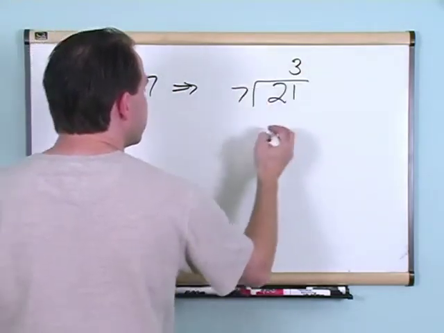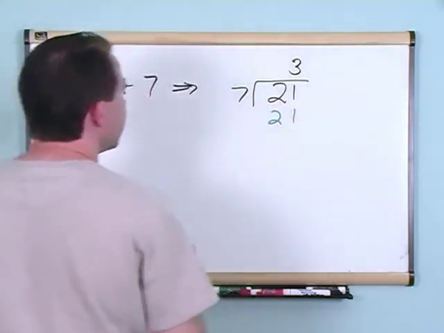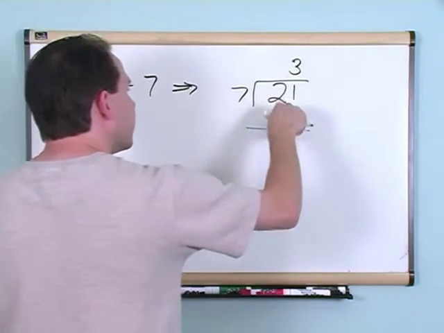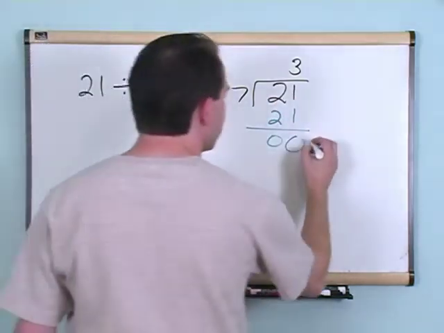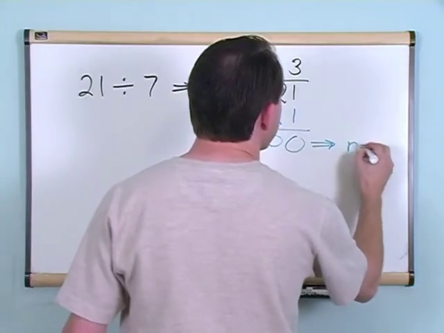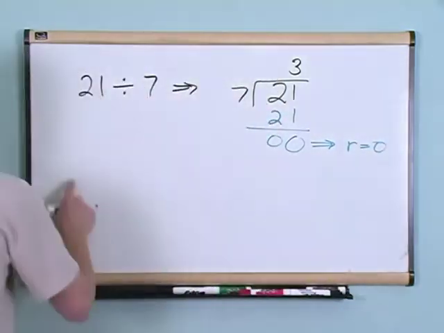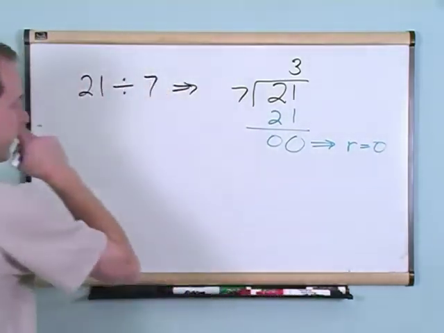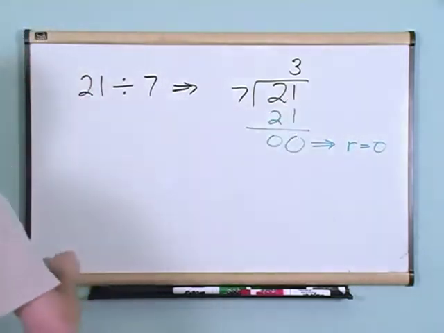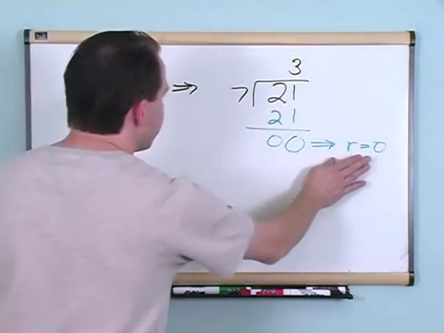3 times 7 is going to give us 21, and I'm going to write it down here. 21 minus 21 gives us 0. So there's a big fat 0. What this means is the remainder is 0. If I were to write 21 circles out and divide by 7, then I would have 3 groups there, and there would be no balls left over because I'm able to divide in evenly. There's no remainder.